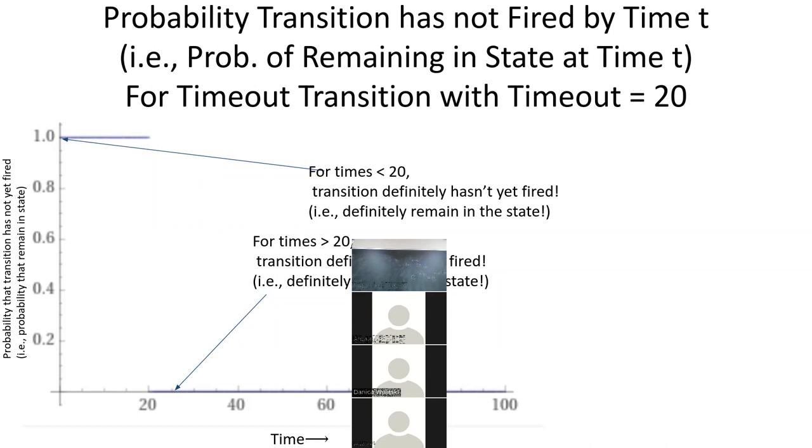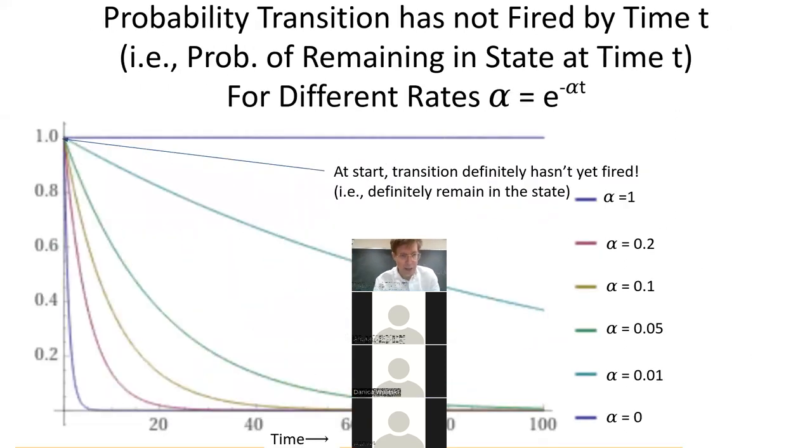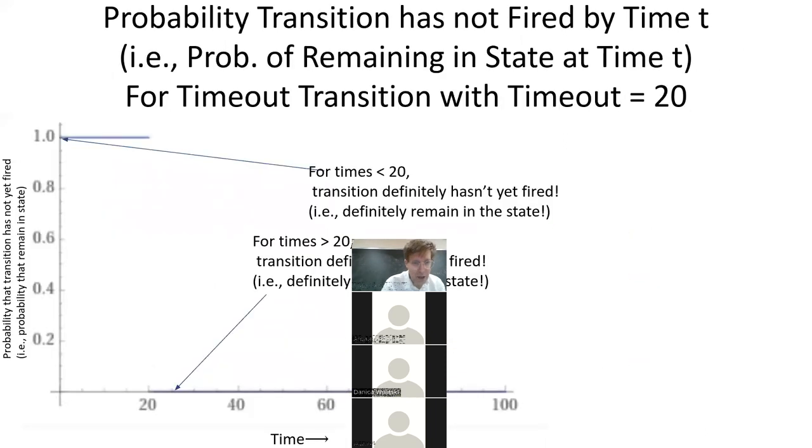Here, we're going to look at, once again, what's your probability. Remember before, the first one we looked at is, what's your probability of still being in that state after a certain amount of time? Remember we saw that before? For this sort of transition, it looked like this. Everyone at the start is definitely there. And then the chance that they remain goes down after that, right? Because each year they have a certain chance of leaving, right? Remember that? Okay, now let's look at it for a timeout.